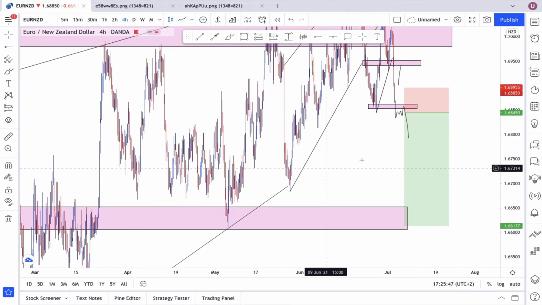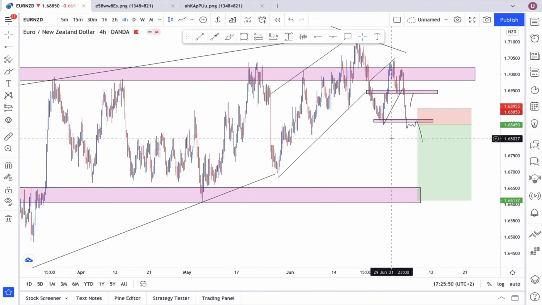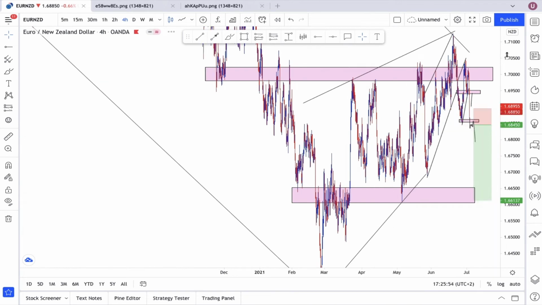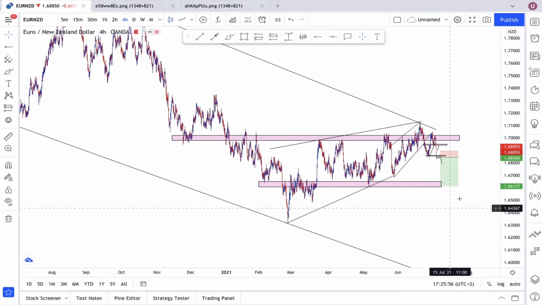So that's it for EURNZD for the week. This is what I see. We'll see how it plays out.